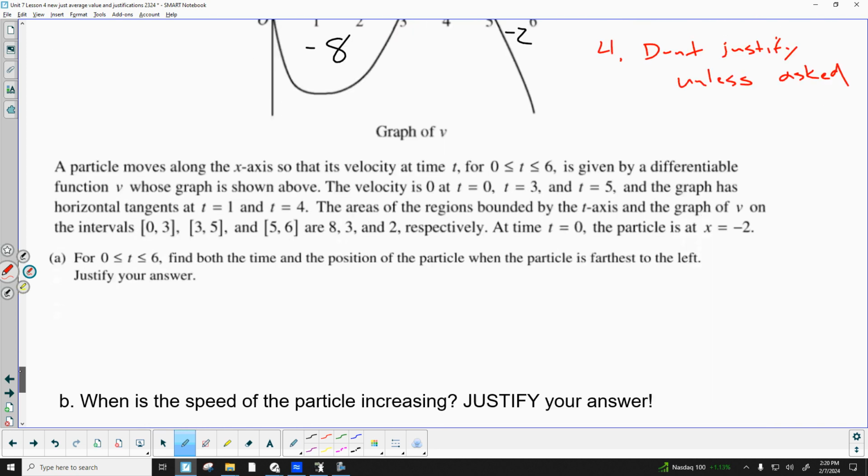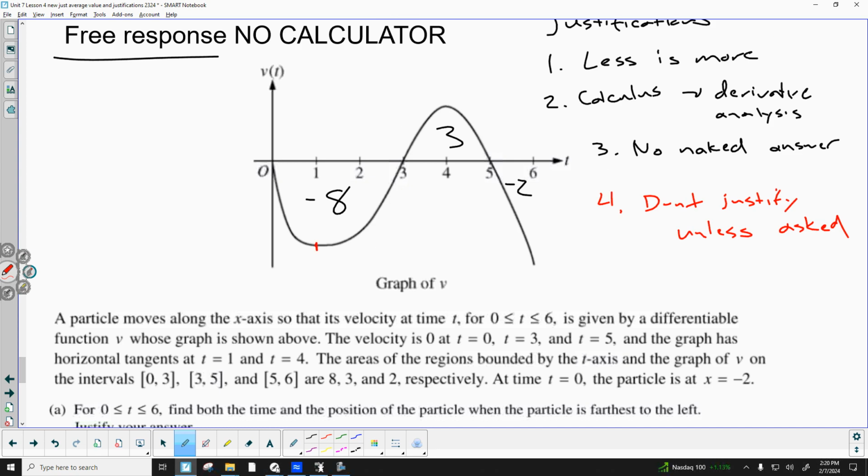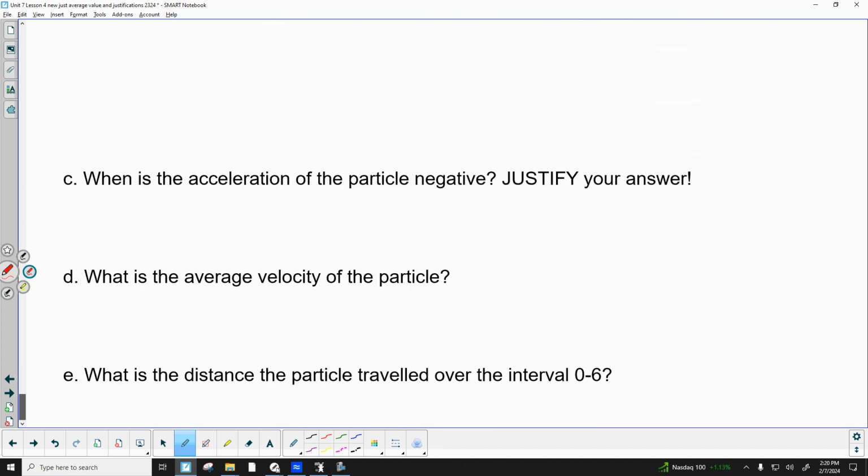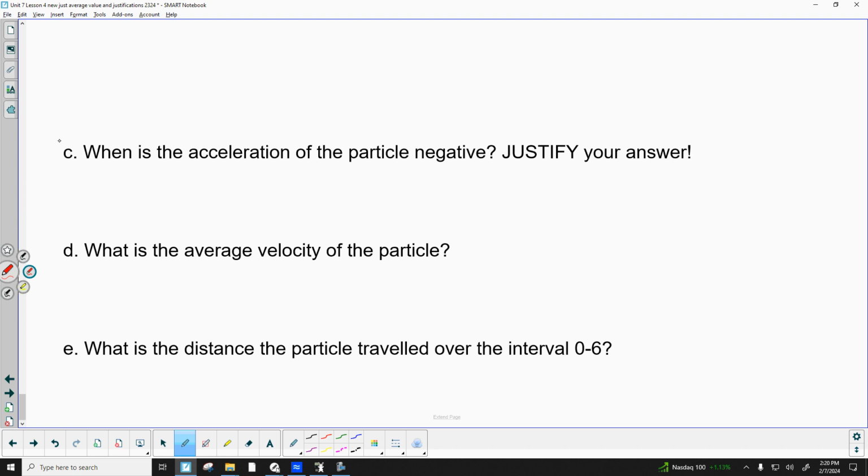Let's start. This one is a horizontal tangent, 4 is a horizontal tangent. Here are your accumulations. That's all stated in here. Let's skip A. Let's go straight to C. Is the acceleration of the particle negative? Justify your answer. Go. Give it a shot. What's the answer? And then what's your justification?